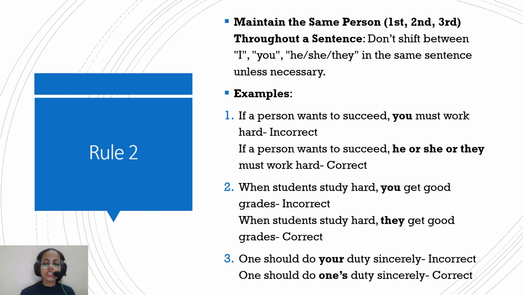One should do your duty sincerely? No, one should do one's duty sincerely. So both the parts should be in the same consistent manner. One should, then one's duty.